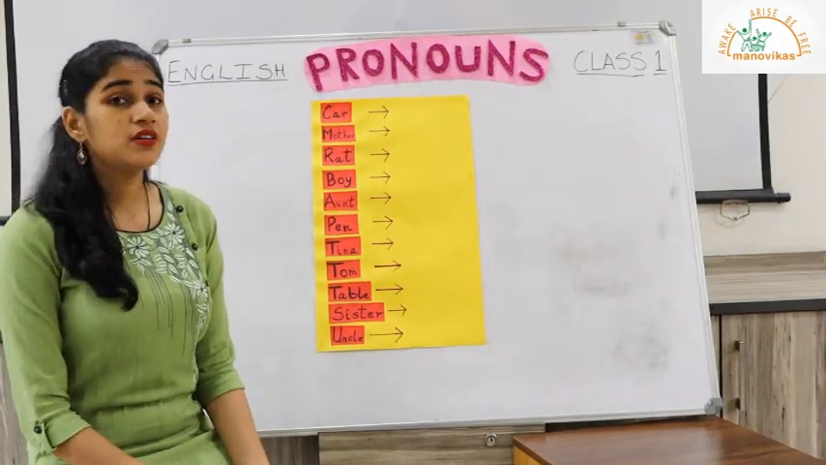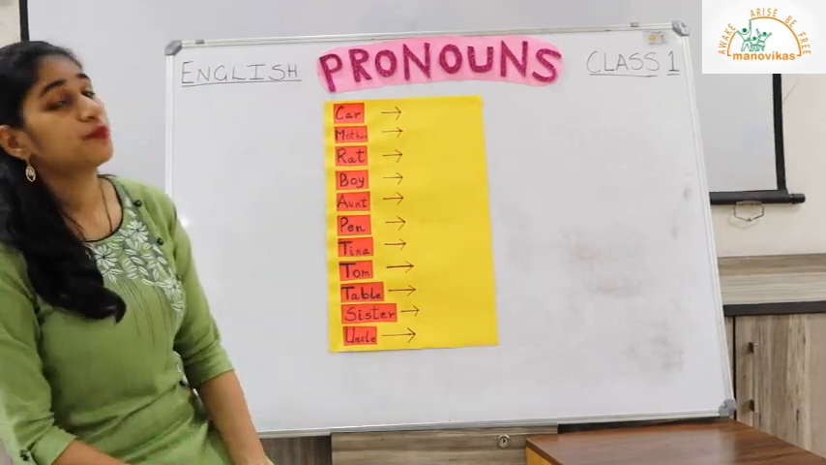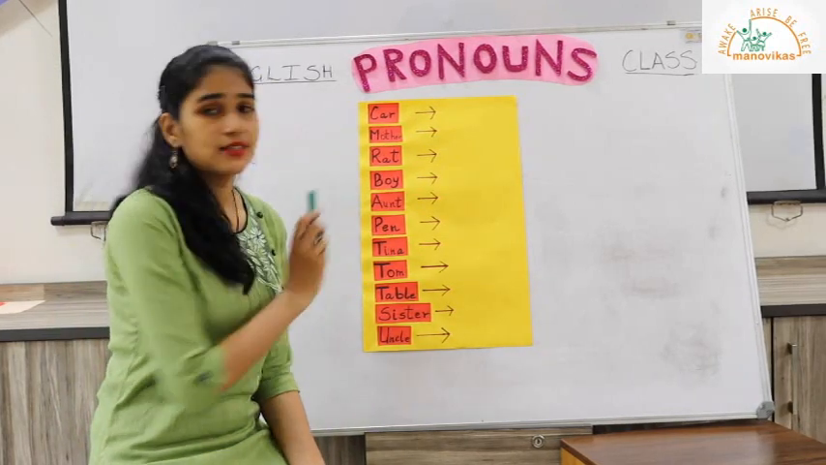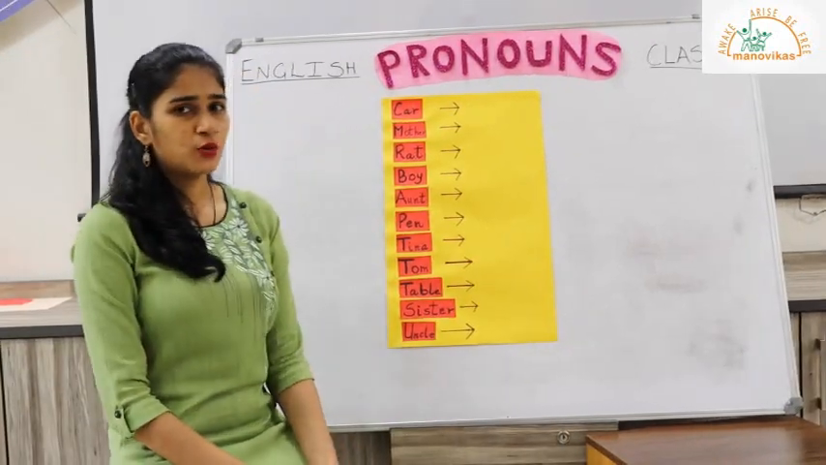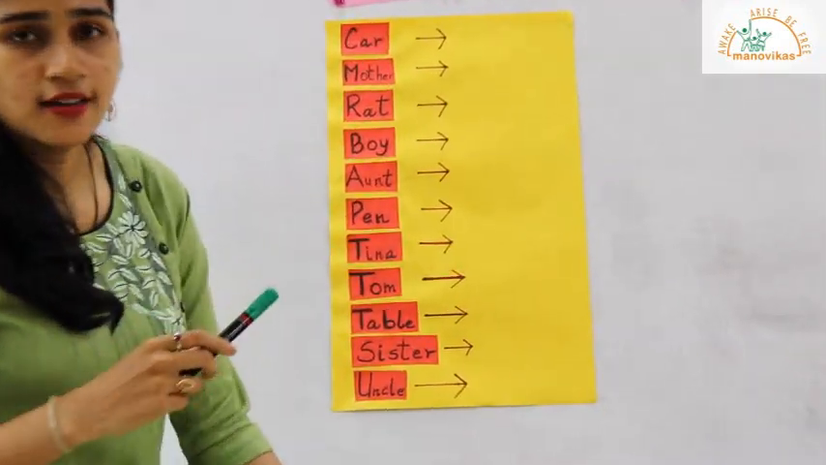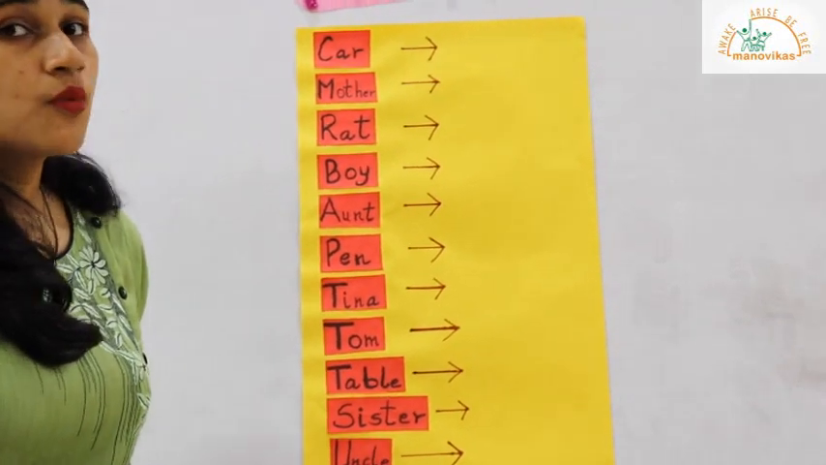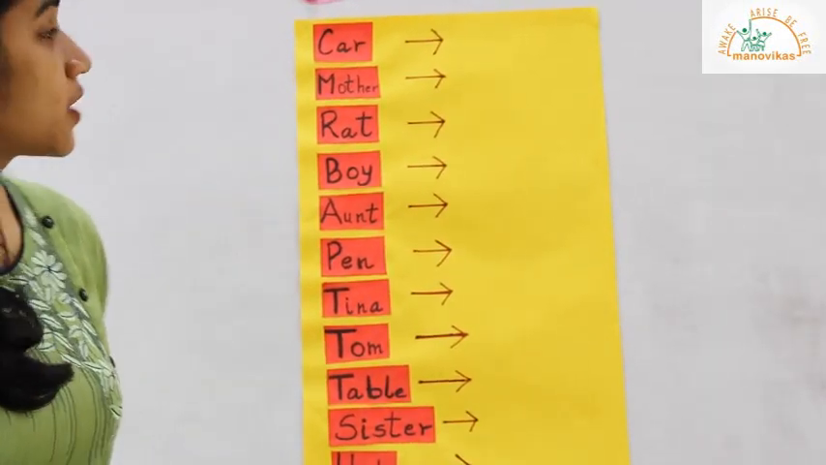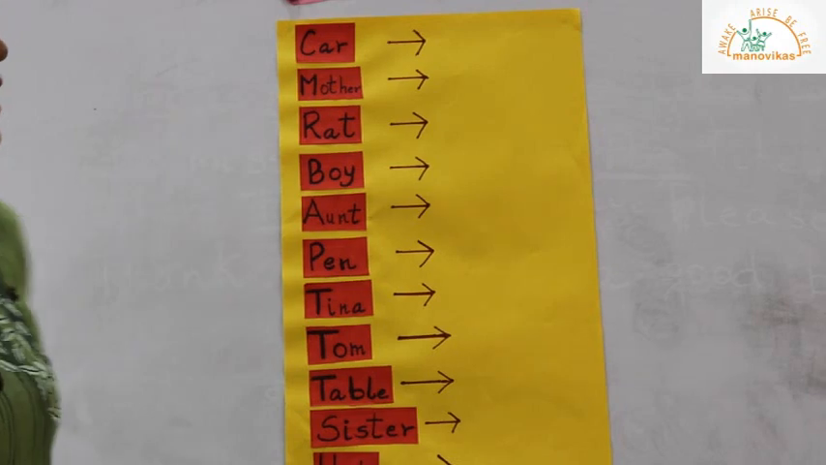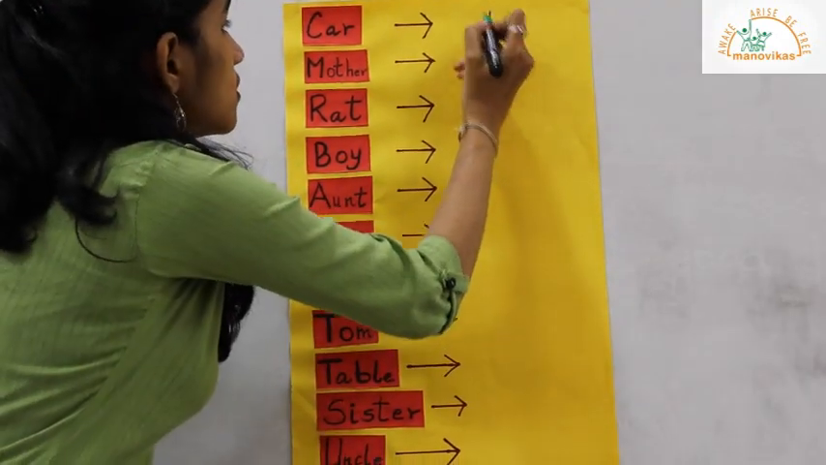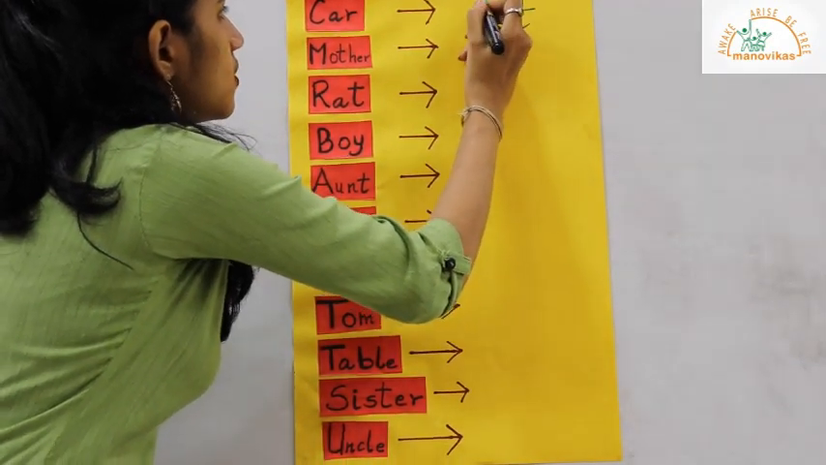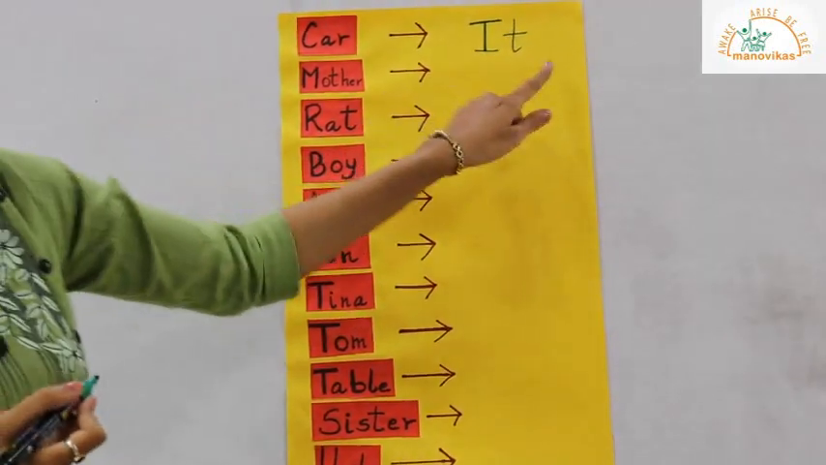Now students, I have a few nouns here written on this chart paper. I want you to read along with me and then help me write the correct pronoun for each noun. The first noun, C-A-R, car. A car. What will we use? Which pronoun will we use for a car? A car is a thing. That means we will use it.